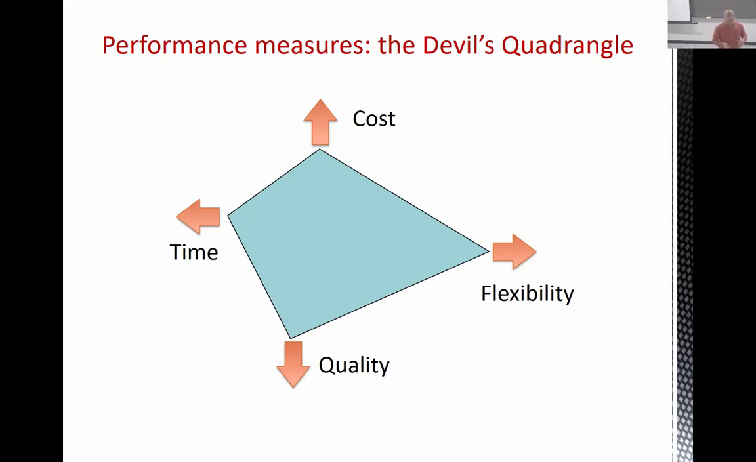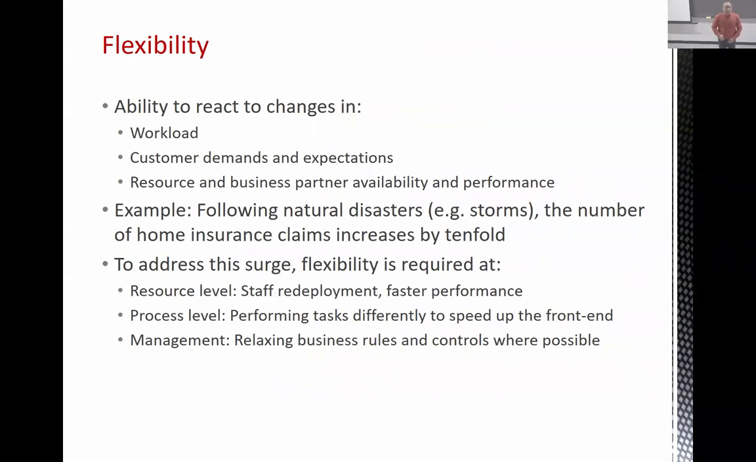And flexibility is kind of new into the equation. It's a very important performance dimension in the long run. It's one of those things that if you don't have it, it will not affect you today, but it will affect you at some point in time. And it's something that every organization needs to try to embed into their processes. And that's called flexibility. So flexibility is a dimension of performance of your process.